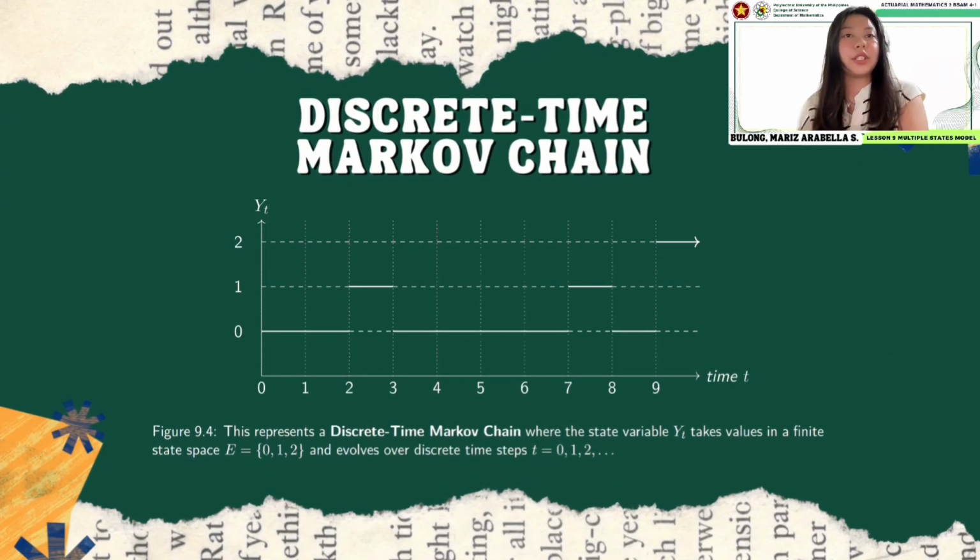So the figure on the screen represents a discrete time Markov chain where the state variable y sub t moves between a finite set of states E, which is equal to 0, 1, and 2 at discrete time steps. In insurance, this can model a policyholder's health: 0 if healthy, 1 if disabled, and 2 if dead. The probability of moving between states helps insurers predict risk, claims, and premium adjustments for better financial planning.